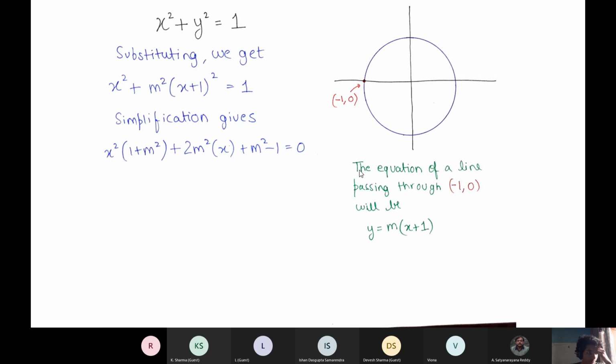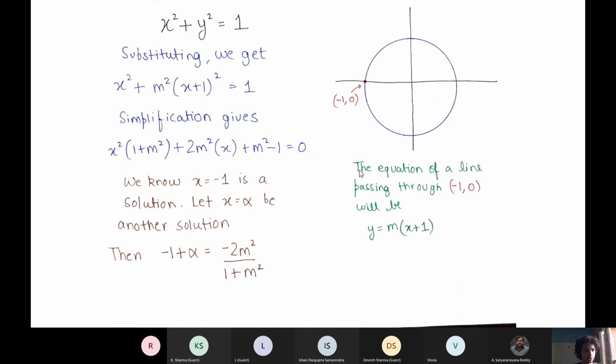So anyway, the simplification gives us this equation, and as someone previously told, we know what the sum of the solutions is going to be, so using that, we know -1. If alpha is the other solution of this equation, then -1 plus alpha is going to be -2m squared by 1 plus m squared. And if m is rational, and we suppose m to be rational, then alpha is also going to be rational, right? And this is the amazing thing.